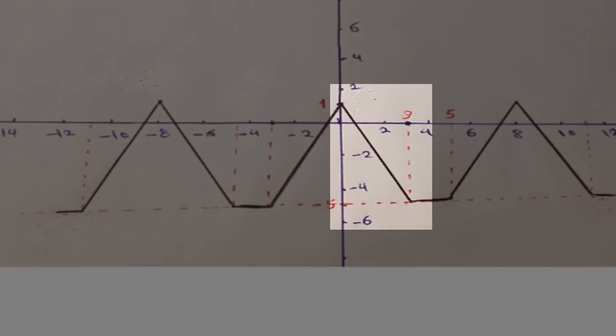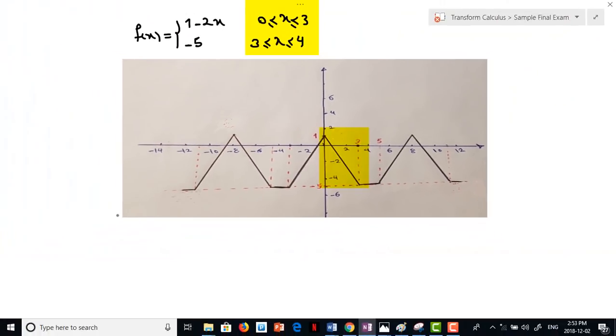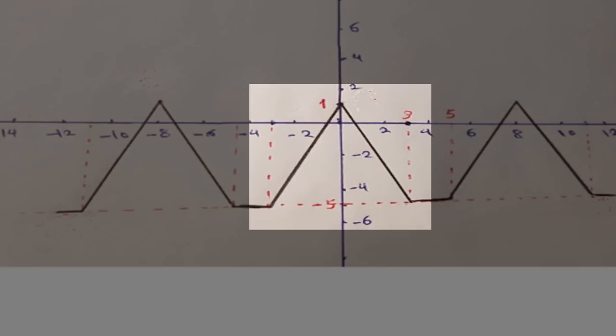So here you can see that when x is between 0 and 3, the function is linear, 1 minus 2x. And when x is between 3 and 4, the function is constant and equal to minus 5. In fact, we could plot the function in the given range, but the problem asked us to find the Fourier cosine. As a result, we have to reflect our function with respect to the y-axis. If I reflect it, we end up with this plot. Now we have the Fourier cosine in the range of minus 4 to 4.